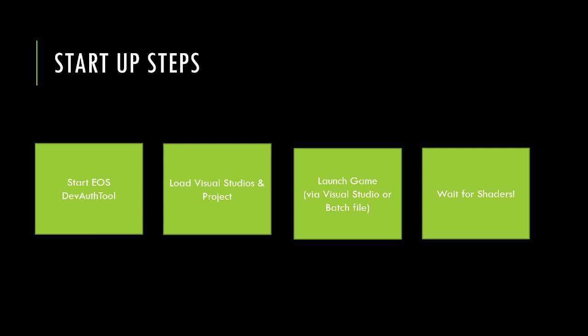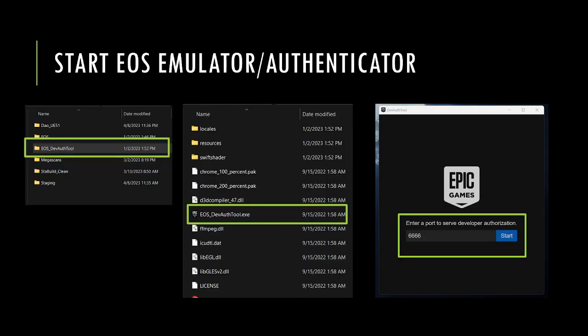All right, so let's walk through those steps. I just named the folder under my projects, which just sits right next to this project, EOS Dev Authentication Tool. If you go into that folder, you'll see the executable of the same name. You'll click on that executable, which will launch this pop-up web page browser container. The port number of 46 is the default, so you can just hit start.